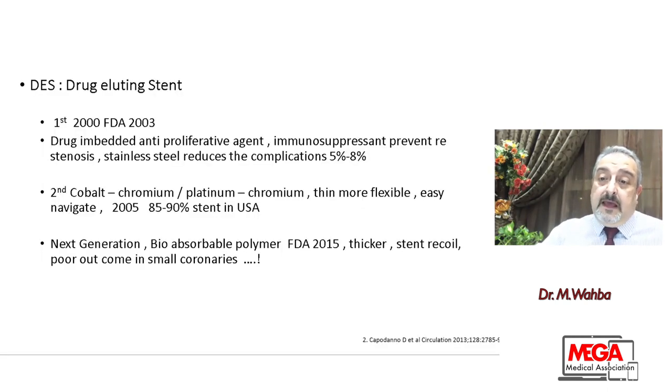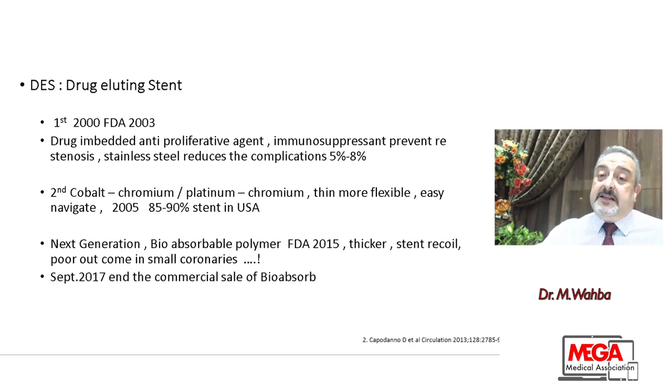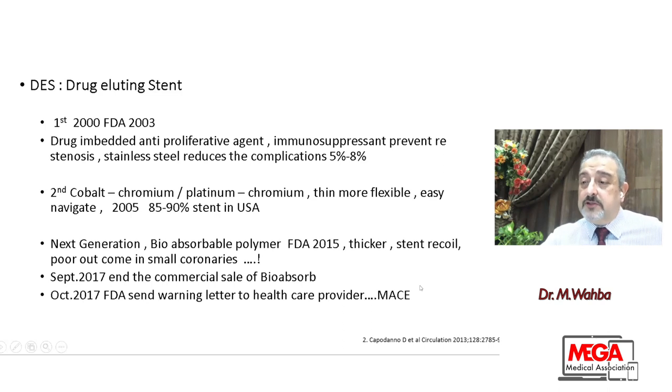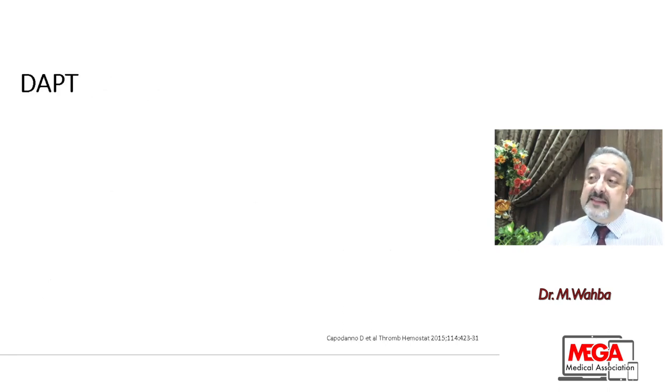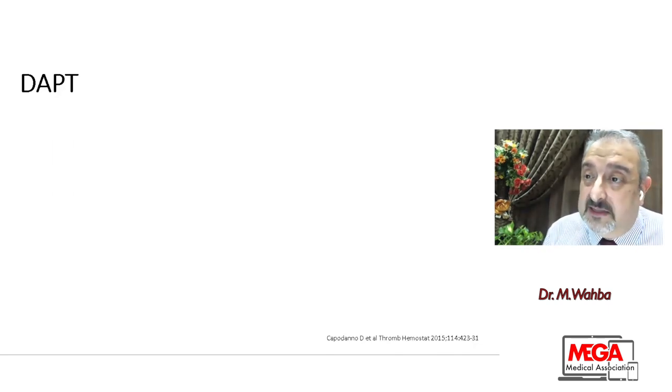Okay, now, unfortunately, 2 years later, the FDA sent a warning letter to all the cardiologists and all the patients who received the bioabsorbable stent, telling them that they would not be treated anymore with this type of stent because it has major adverse cardiac events. This is a big statement: major adverse cardiac events like myocardial infarction or stroke or something like that. So with that type, the third generation of the drug eluting stent stopped. So we end up with the first and the second one.